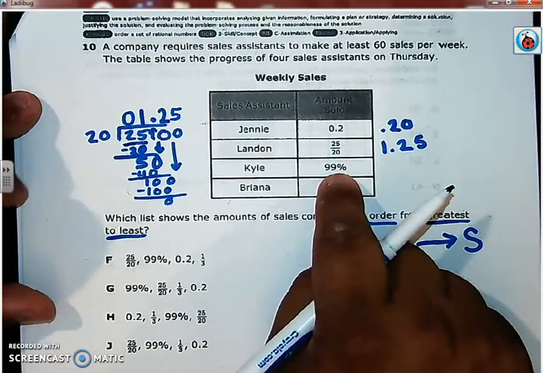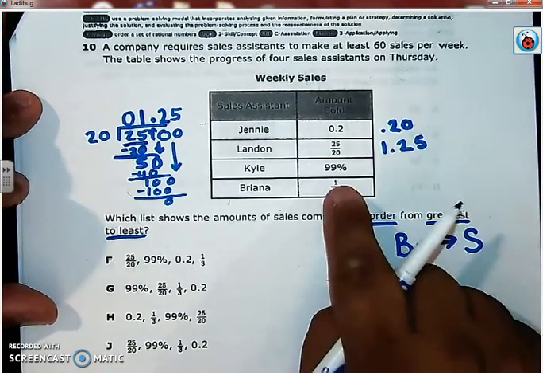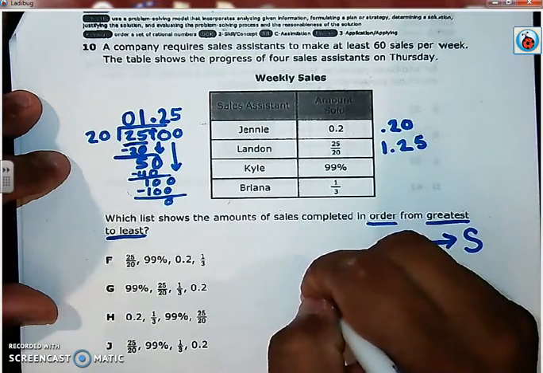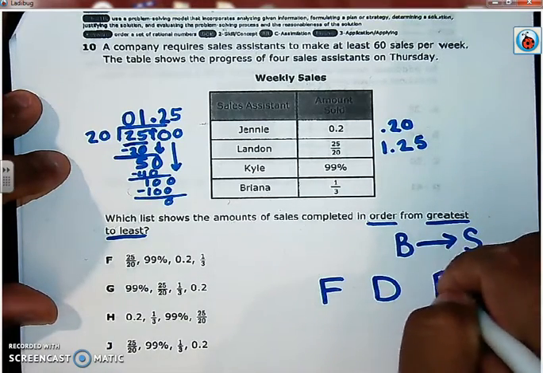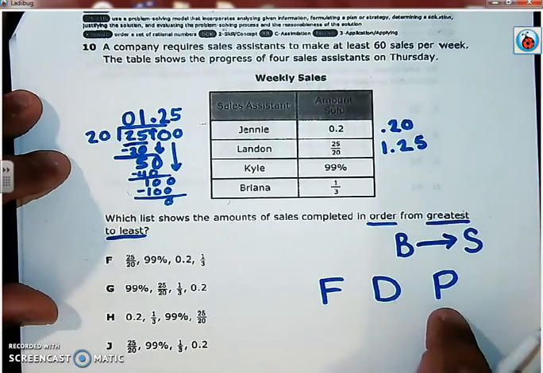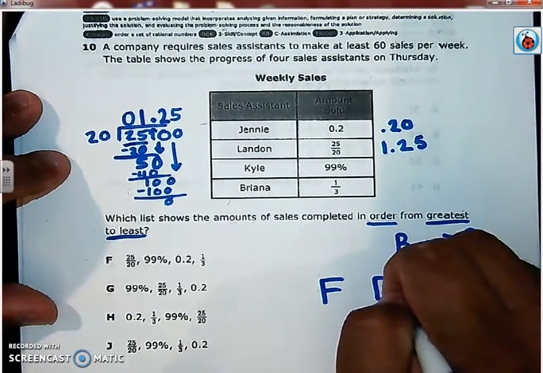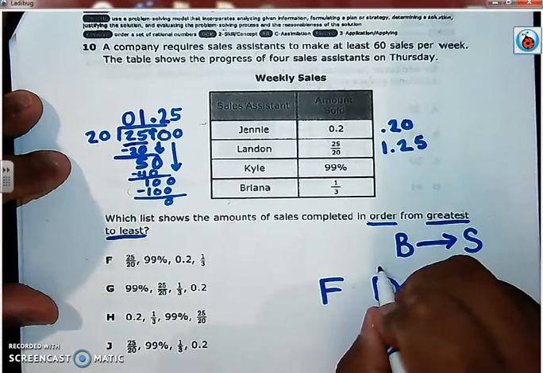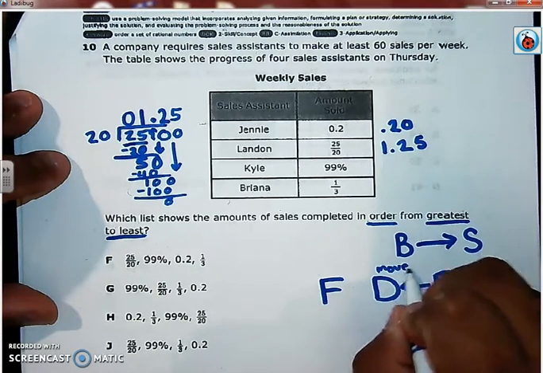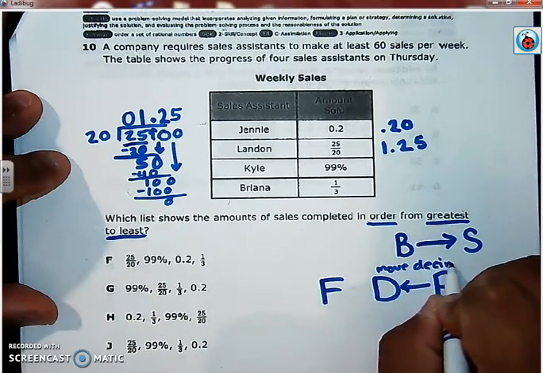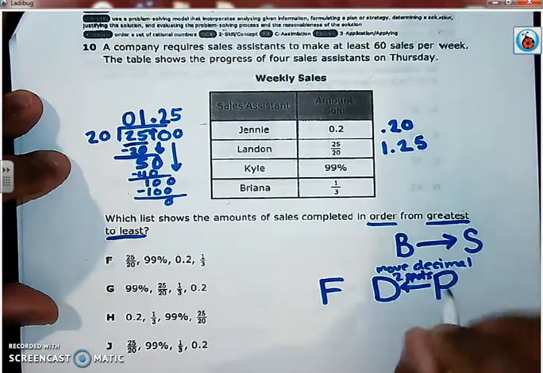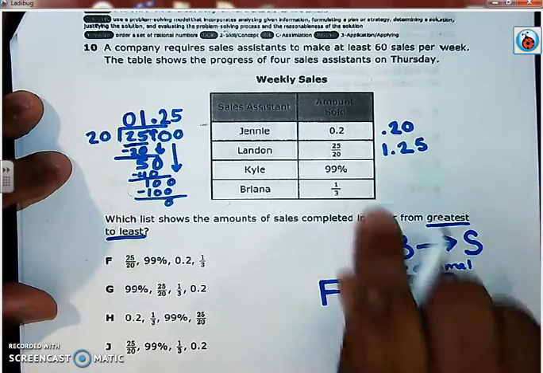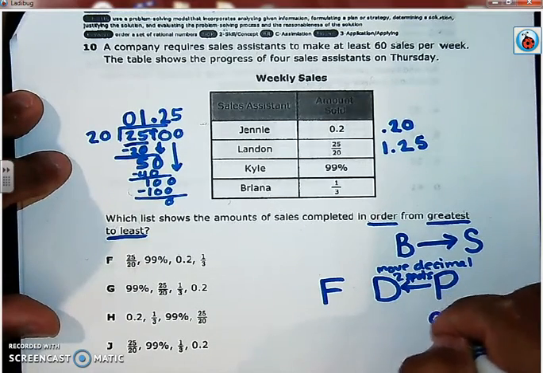99%. Oh, my teacher taught us that with percent, if I use my FDP, Free Dr. Pepper notes, I can switch a percent back to a decimal if I move the decimal 2 spots to the left. So I have 99%.